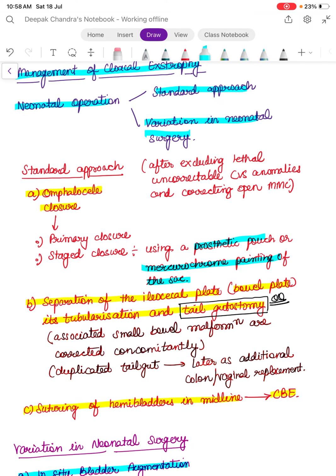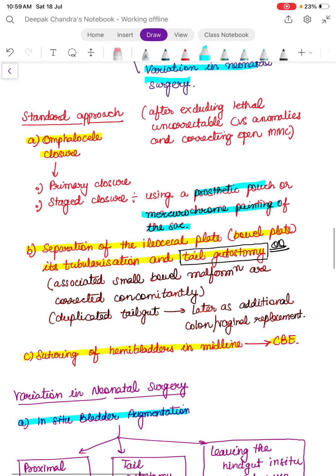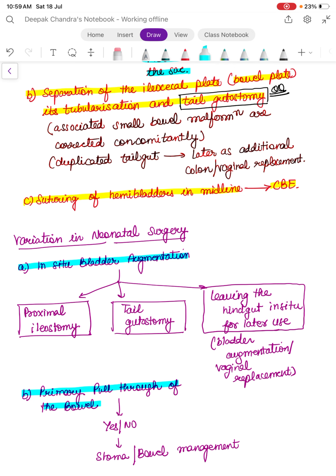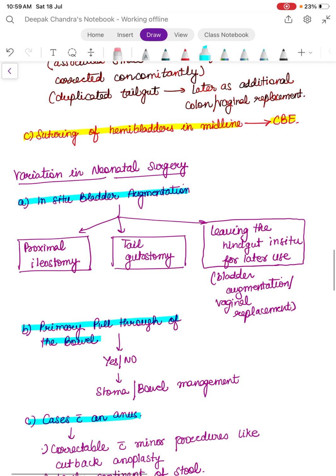And if there is a duplicated tail gut, it can later be used in the form of bladder augmentation or vaginal replacement. Then suturing of the hemibladders in the midline is done to achieve a classical bladder extrophy-like status. Then someone will ask what are the variations in neonatal surgery. So the first thing is the in situ bladder augmentation.